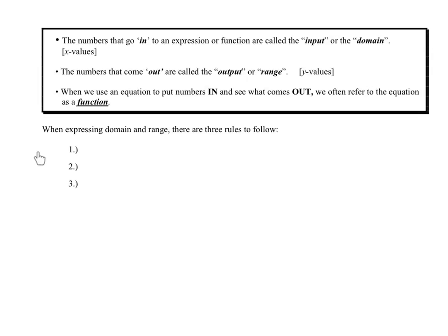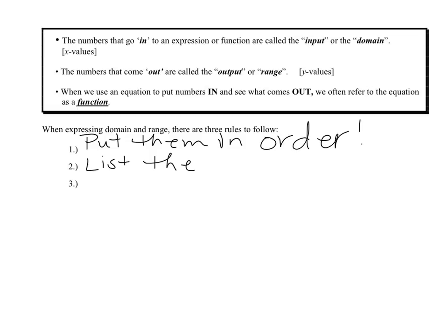So for this case, when we're expressing domain and range, there are 3 rules that we need to follow. The very first rule is we need to put the numbers in order. Super simple. Put them in order. The next thing we need to remember is if there's a number that appears more than once, we don't need to list it more than once. So we list the numbers only once.